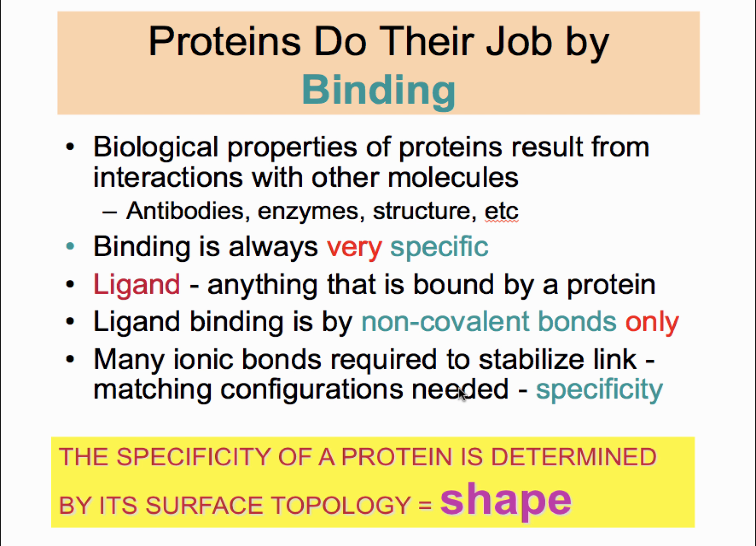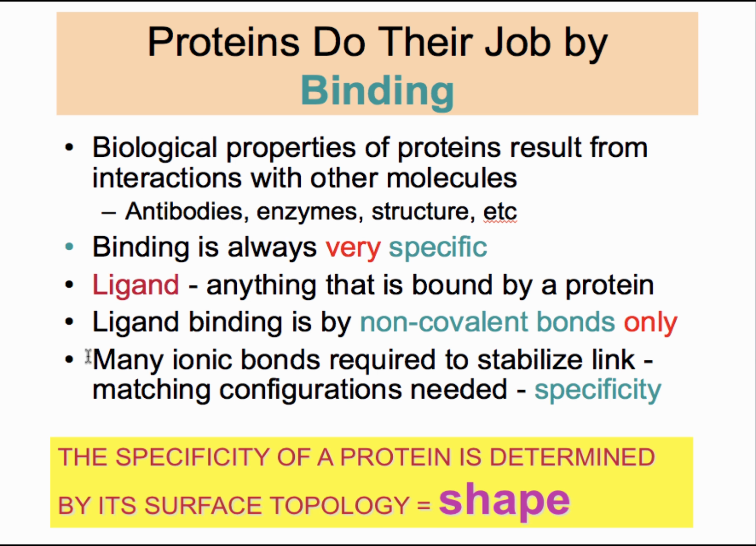Whatever a protein binds, whether it's a carbohydrate, another protein, a mineral, a vitamin, that object is referred to as a ligand. A ligand is anything that is bound by a protein. These ligands bind to the protein by non-covalent bonds. In most cases, many ionic bonds are required to stabilize the interaction between the protein and its ligand.